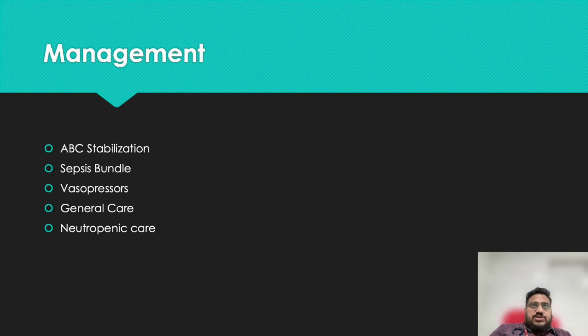So refractory septic shock: once you give IV fluids, still there is hypotension, and you have started one of the vasopressor agents, still the hypotension is there, you start one of the steroids. That is, the recommended one is hydrocortisone or either fludrocortisone. So that is the sepsis bundle.